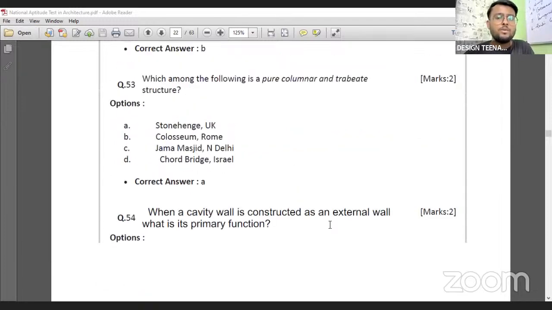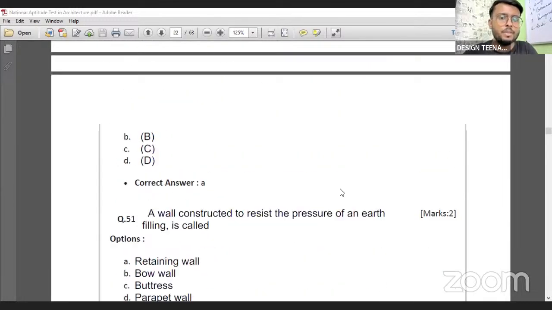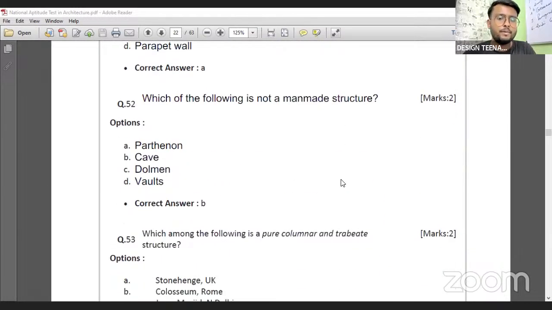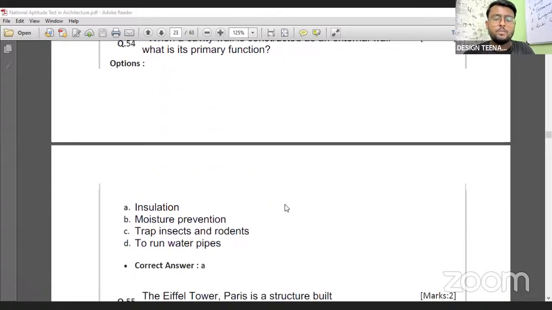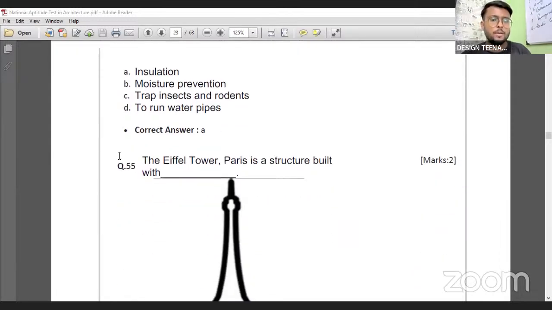So these are all 2 marks questions which have started from question number 51. These things continue. This paper will be shared in your study material section in the app. Please make sure you check it out and go through this whole paper, and see what answers are marked over here.